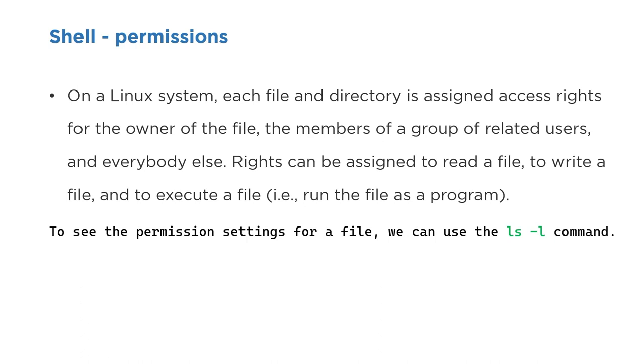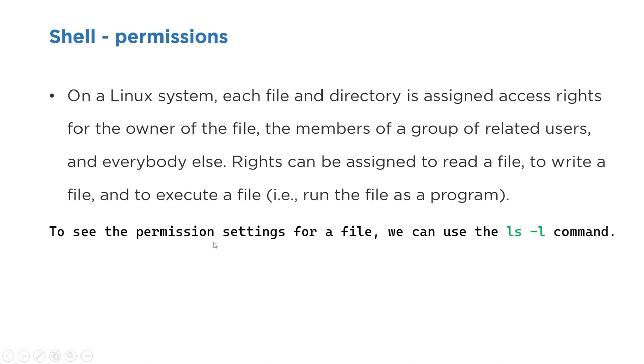On a Linux system, each file and directory is assigned access rights for the owner of the file, the members of a group, and everybody else. Those rights can be assigned to either read a file, write a file, or execute a file. So we have three types of permissions: read, write, and execute.